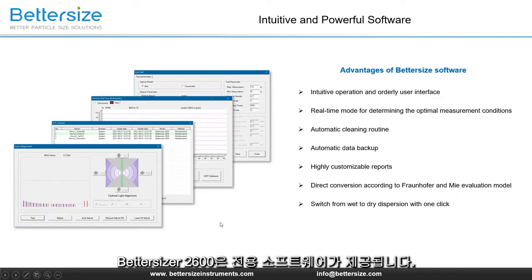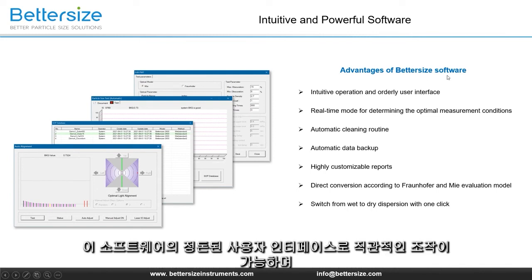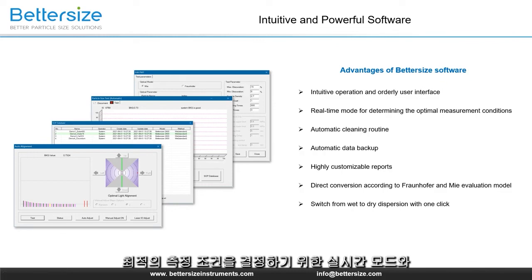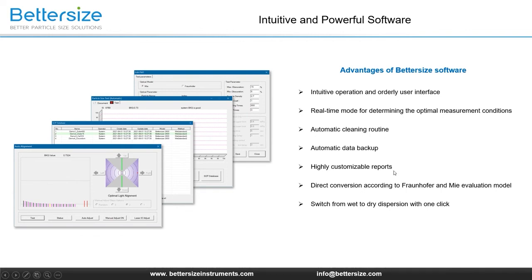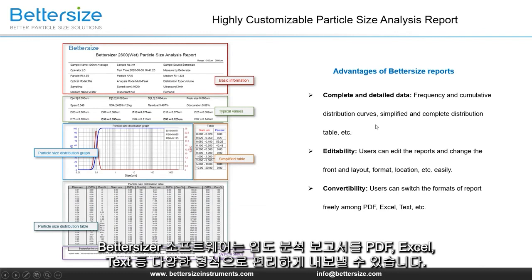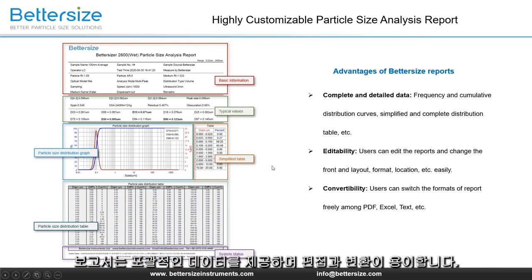The Bettersizer 2600 comes with a specialized software. This software enables intuitive operation with an orderly user interface. It has real-time mode for determining the optimal measurement conditions, automatic cleaning routine, automatic data backup, and highly customizable reports. The Bettersizer software can export the particle size analysis reports conveniently in various formats such as PDF, Excel, text, etc. The reports provide comprehensive data and are highly editable and convertible.